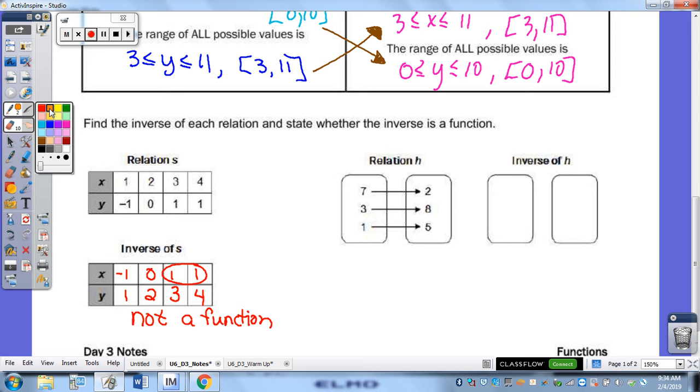So in taking a look at our second one there, we just have our mapping diagram, so I'm going to just flip my bubbles. So 2, 8, 5 gets written in my first one, because remember that first one always represents your domain. 7, 3, 1 is going to get written in the second one, and we just have to reverse our arrows. So 7 goes to 2, so 2 is going to go to 7, and then it was 3 to 8, so that will go 8 to 3, and then 5 to 1. So then is this inverse a function? It's a function.